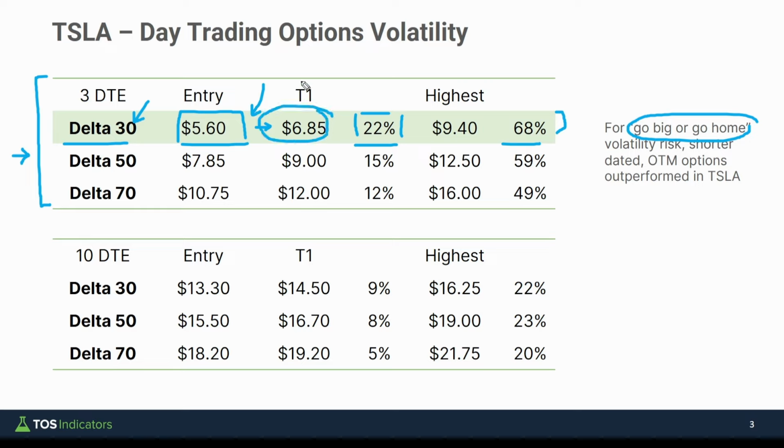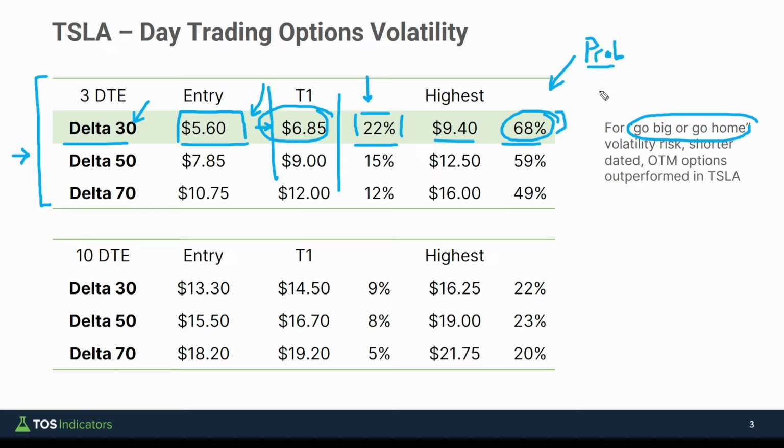And I've tried to use conservative numbers for this T1 column across the board. That represented a gain just a little bit north of 20%, 22% to be exact. Now, the highest that this option touched was 940, which represented really the highest gain across the board here, nearly a 68% gain. This is what I think you would call that lottery type of option, but you're trading this lottery option really with probabilities on your side and a little bit more sense.